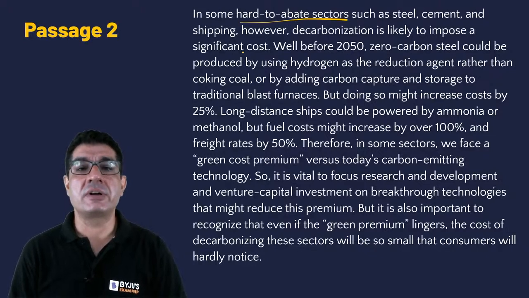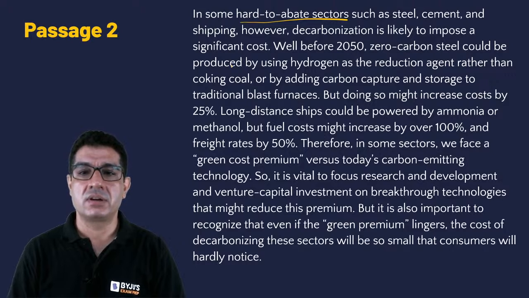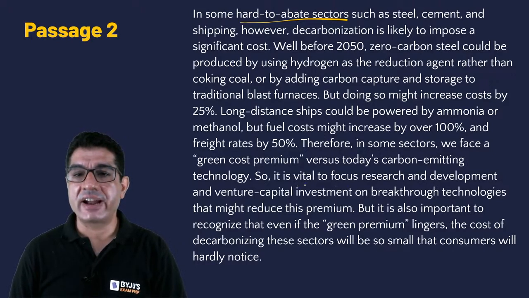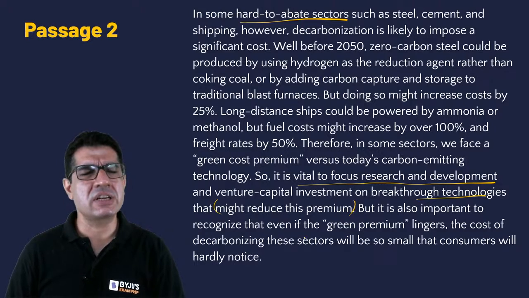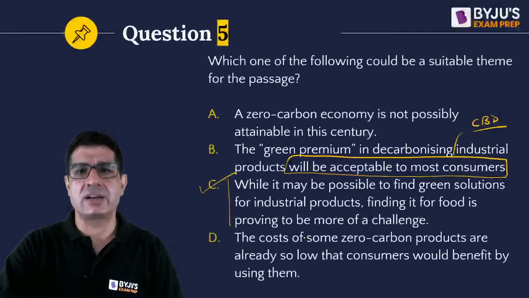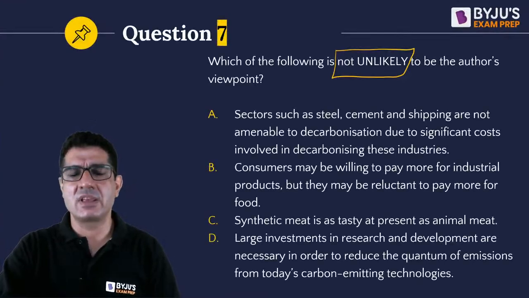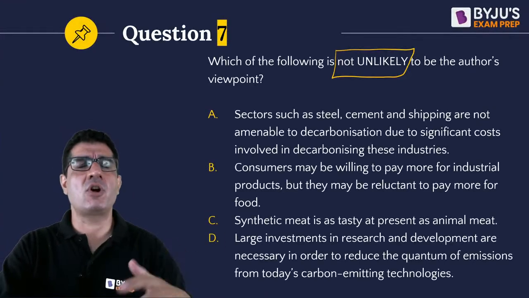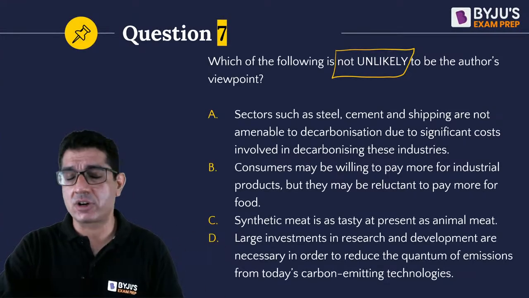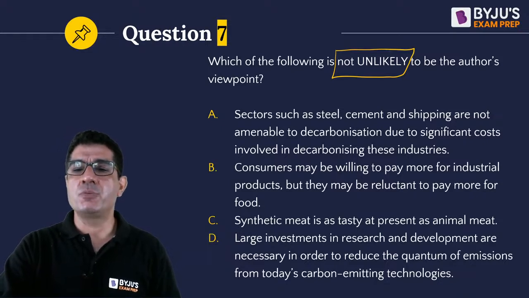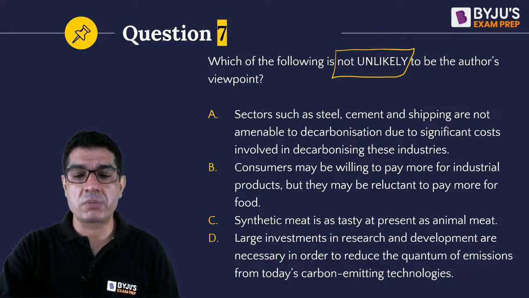Hard to abate, but it does not mean that they are not amenable. And then look at this: vital to focus research and development on breakthrough technologies that might reduce the premium. So there is a possibility that we can reduce that. So not amenable basically means we cannot do that. They won't lead to that we not be able to decarbonize them. So that's not true. B, consumers may be willing to pay more for industrial products, but they may be reluctant to pay more for food.